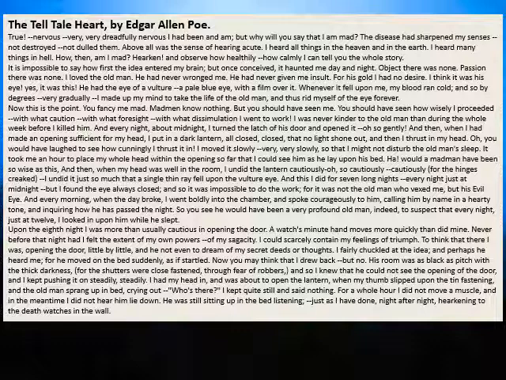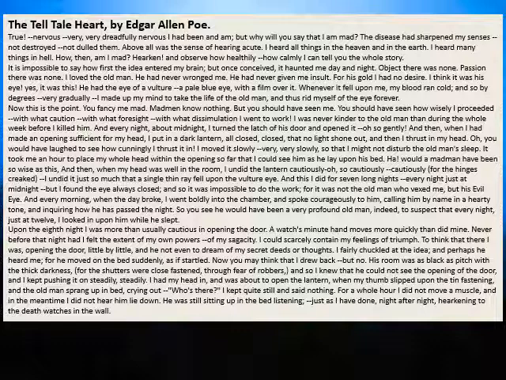And this I did for seven long nights, and every night just at midnight, but I found that the eye always closed, and so it was impossible to do the work, for it was not the old man who vexed me, but his evil eye. And every morning, when the day broke, I went boldly into the chamber and spoke courageously to him, calling him by name in a hearty tone, and inquiring how he had passed the night. So you see, he would have been a very profound old man indeed to suspect that every night, just at twelve, I looked in upon him while he slept.